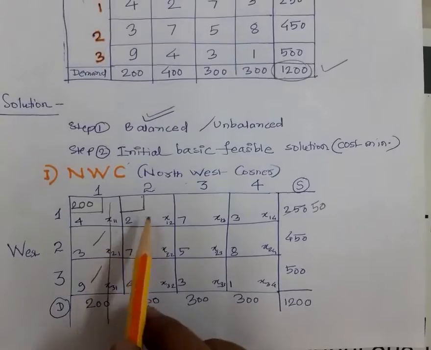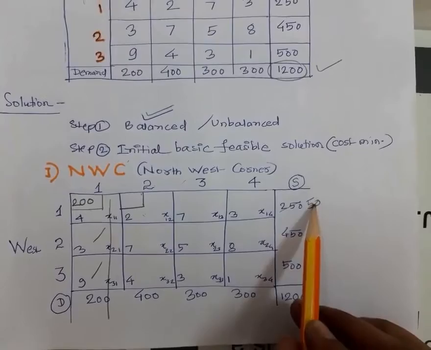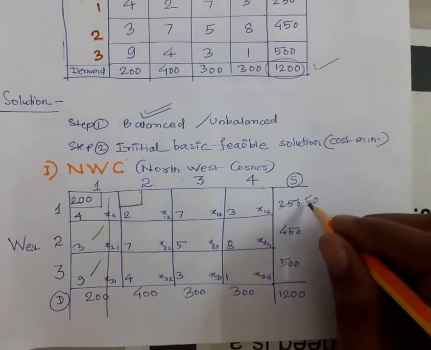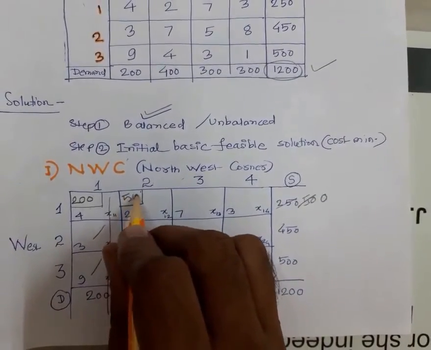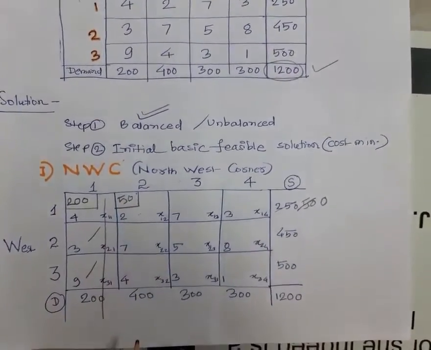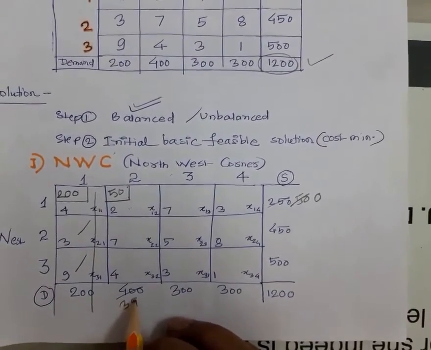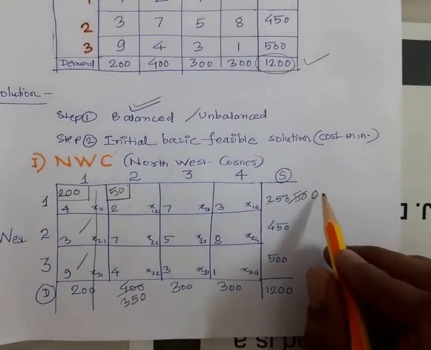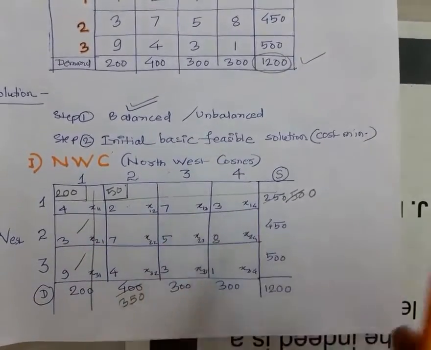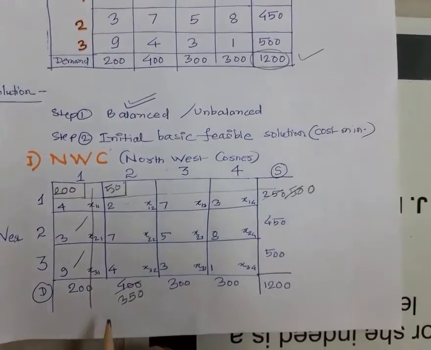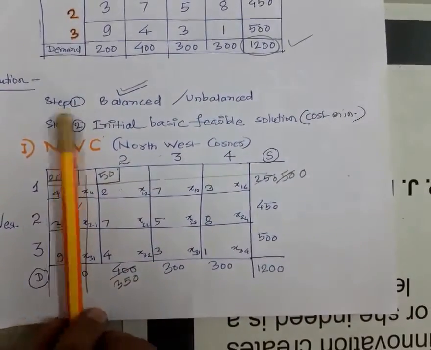Now for this cell we can allocate maximum 50 units. So that just allocate the 50 units. This will become 0. Now this will become 50. Okay. Now after allocation of 50 units, this will be 350. Now this is exhausted. First row is exhausted. So that just delete the first row. Now see, this is also deleted and this column is also deleted.